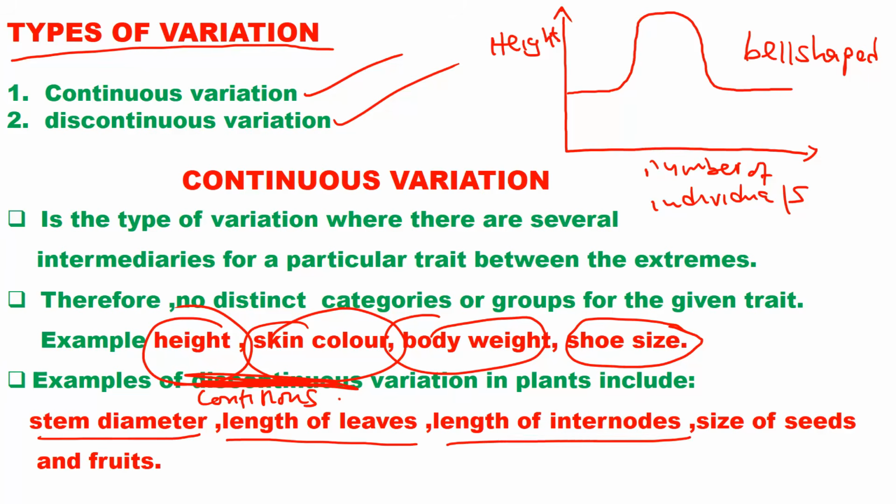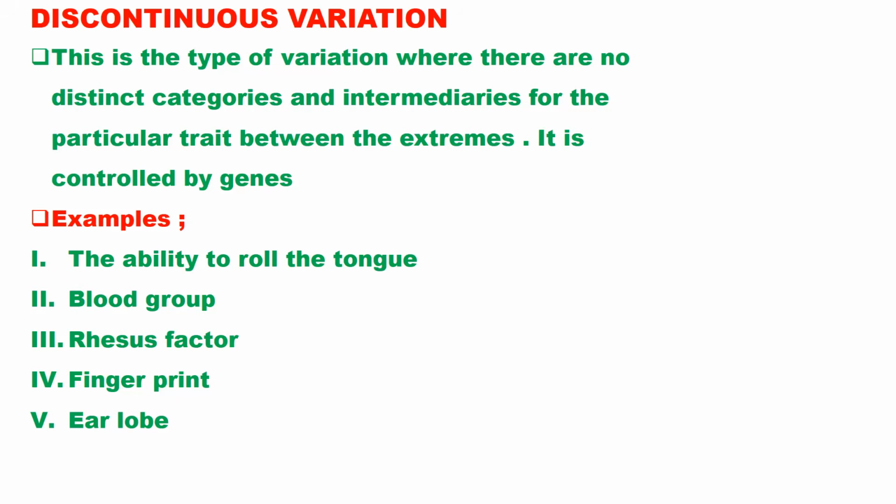Then internodes, we look at the space between the joints. It differs. Then size of seeds, you have the small seeds, the big seeds, and different types of seeds. So these are some of the characteristics that show continuous variation in plants. All right, what about discontinuous variation?